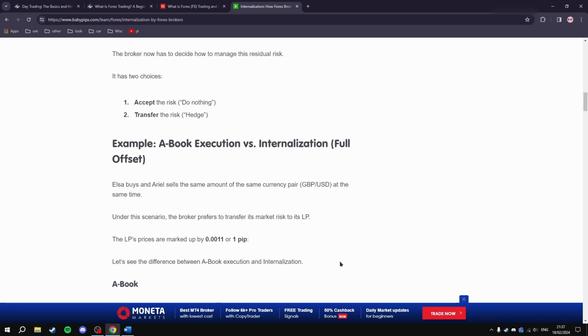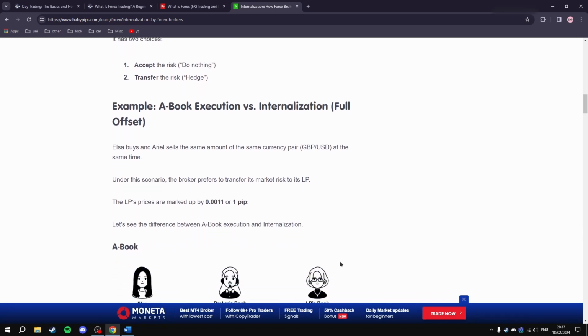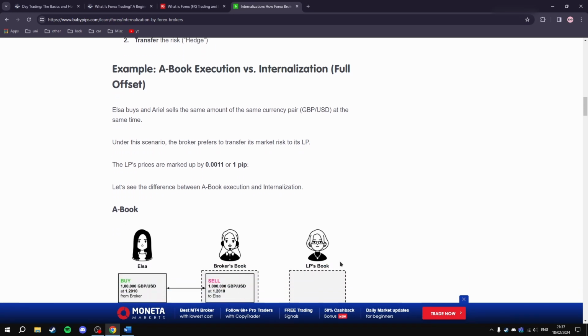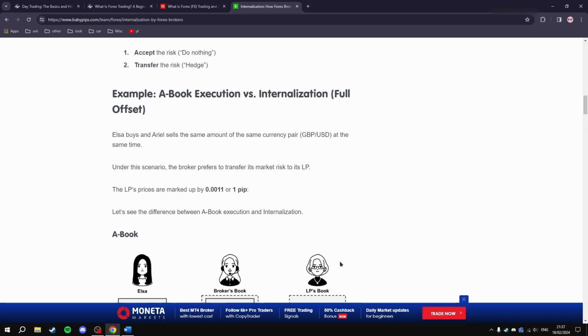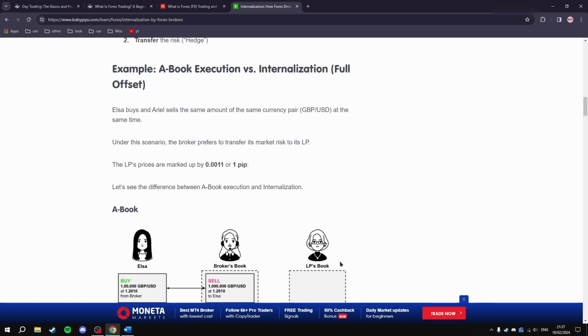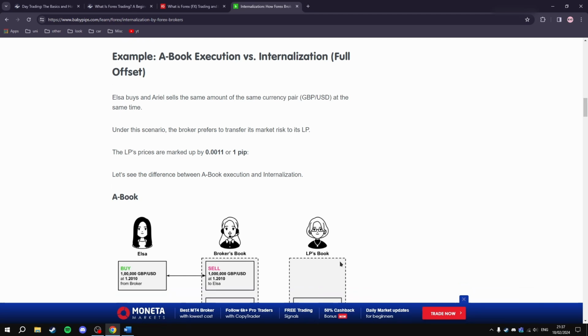It has two choices: accept the risk, do nothing; or transfer the risk, hedge, basically trading with the liquidity provider. Example: A-book execution versus internalization, full offset. Elsa buys and Ariel sells the same currency pair, GBP/USD, at the same time. Under this scenario, the broker prefers to transfer its market risk to its liquidity provider. The liquidity provider's prices are marked up by 0.0001 or 1 pip. Let's see the difference between A-book execution and internalization.